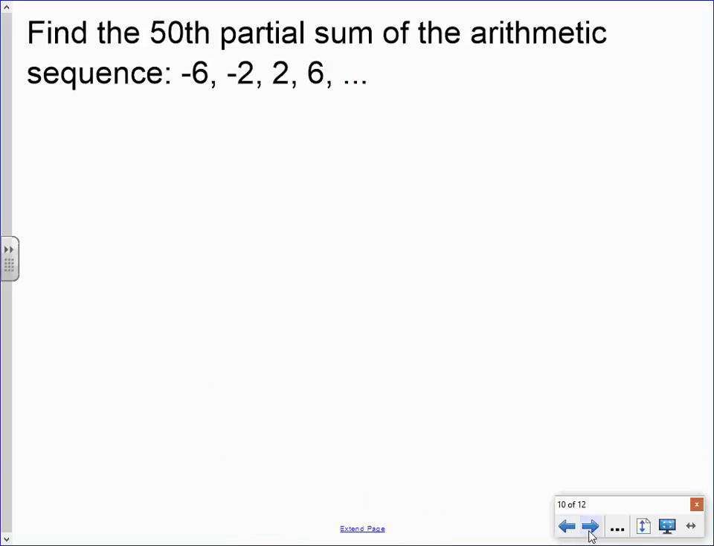Go ahead and write this down. We're looking for the 50th partial sum of the arithmetic sequence negative 6, negative 2, 2, 6. Okay. Now, I was pretty nice saying that it's an arithmetic sequence. I'm not always going to tell you that it's arithmetic. You're going to have to look at the sequence and determine, yes, this is arithmetic. There's a common difference. Okay?